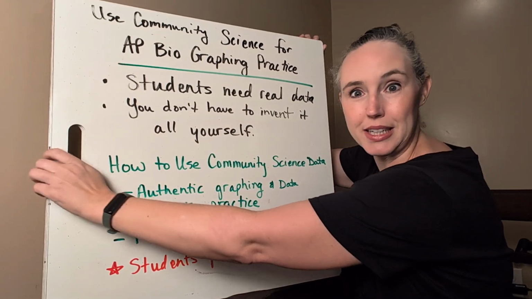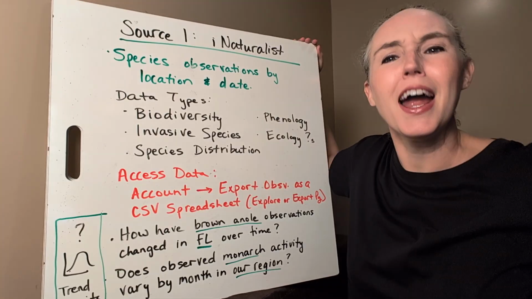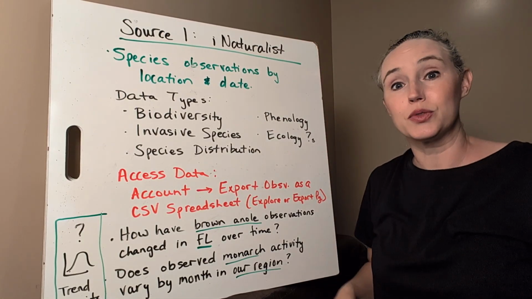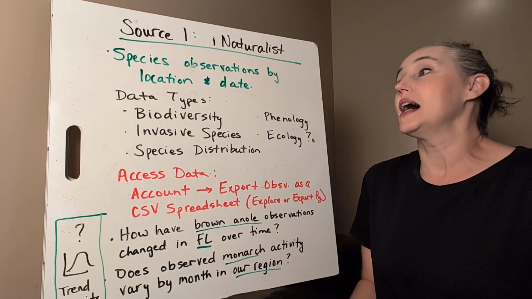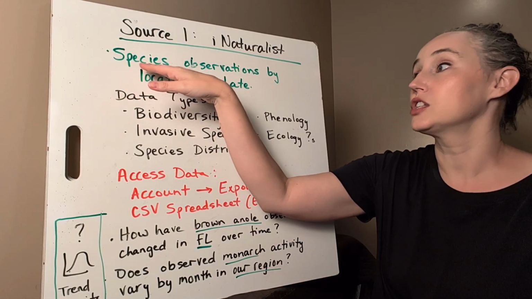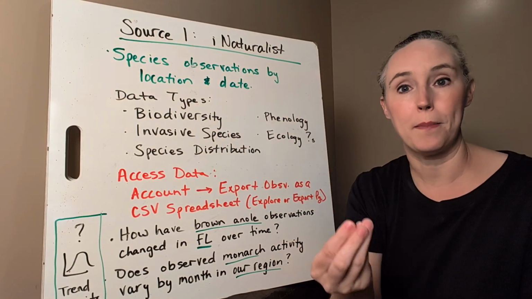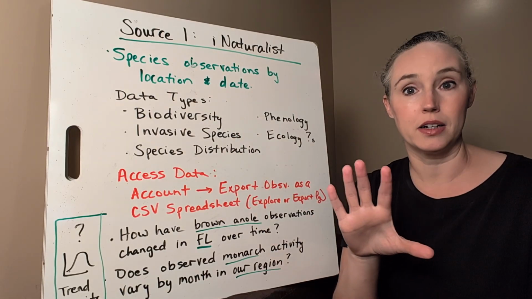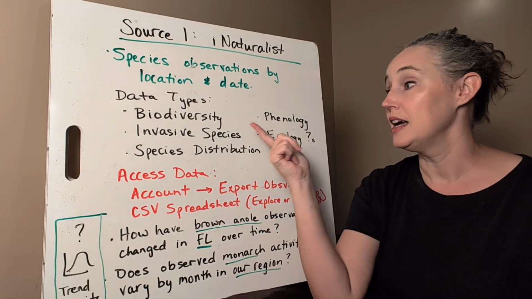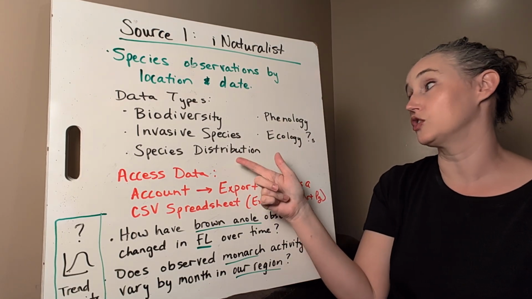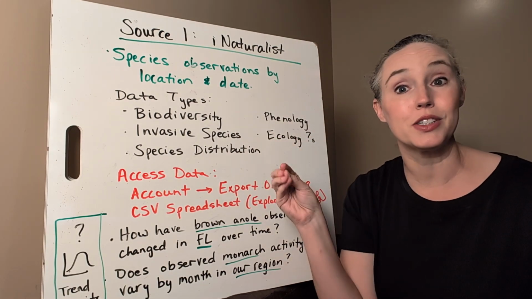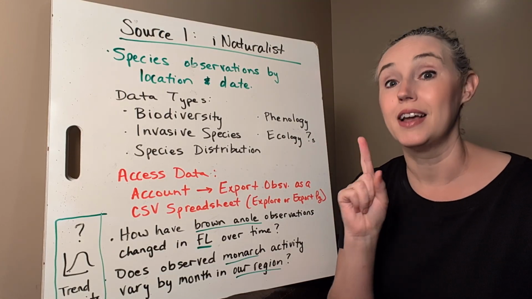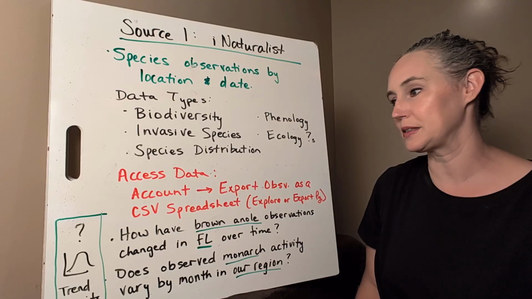Let's get into it. All right, my first one is iNaturalist. It's my favorite. Me and iNaturalist have been great friends for about 8 years now. It allows us to look at species observations by location and date. Types of data that you can find on iNaturalist include biodiversity, invasive species data, species distribution, phenology, which is plant life cycles, and all kinds of other ecology questions can be answered with data from iNaturalist.